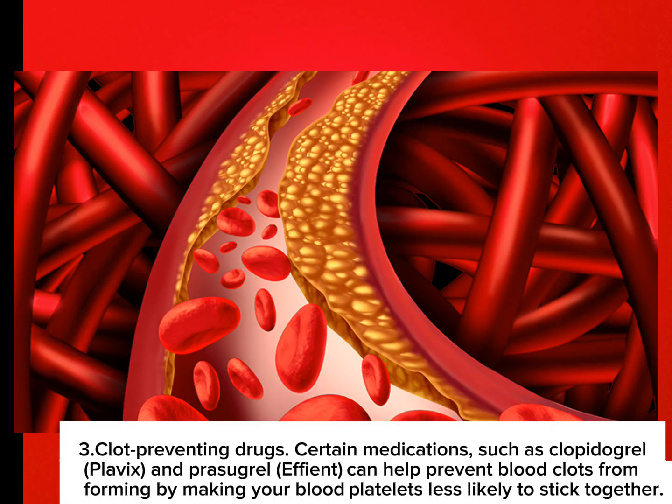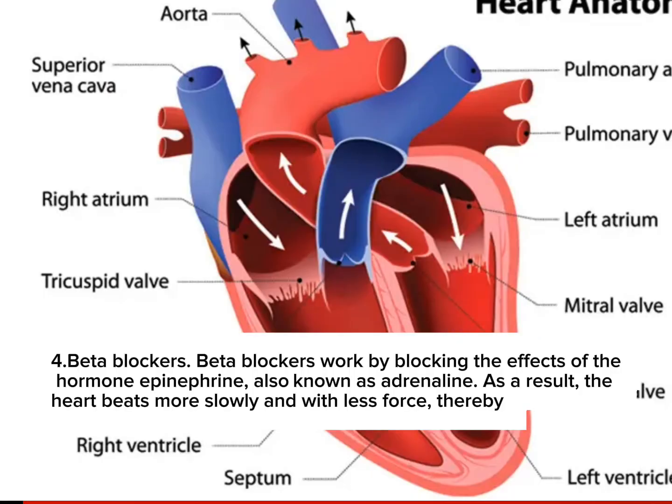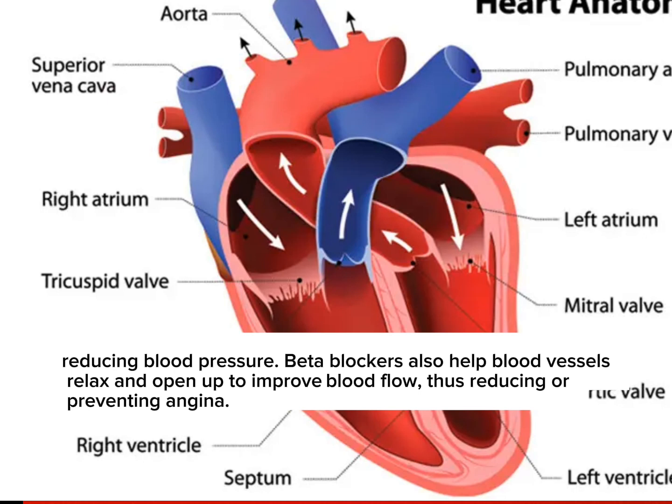3. Clot preventive drugs. Certain medications such as clopidogrel can help prevent blood clots from forming by making your blood platelets less likely to stick together. 4. Beta blockers. Beta blockers work by blocking the effects of the hormone epinephrine, also known as adrenaline. As a result, the heart beats more slowly and with less force, thereby reducing blood pressure. Beta blockers also help blood vessels relax and open up to improve blood flow, thus reducing or preventing angina.